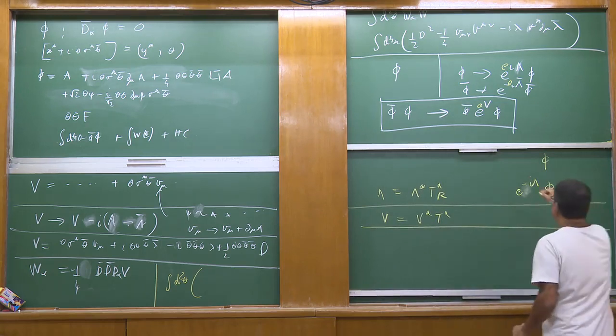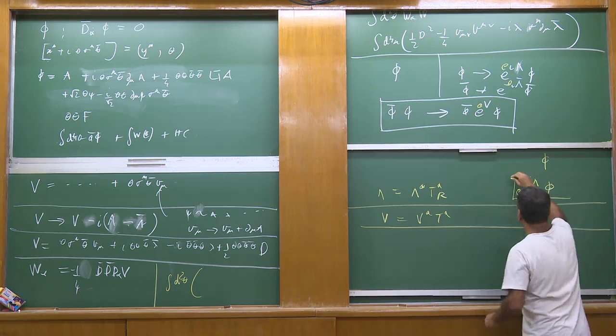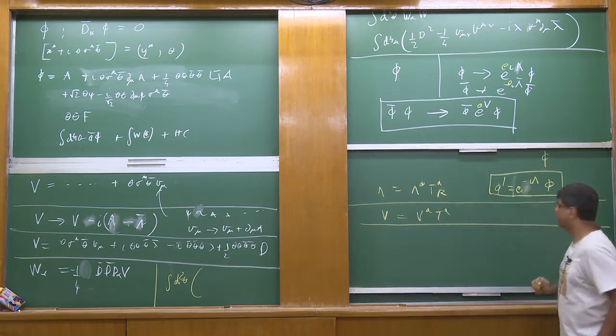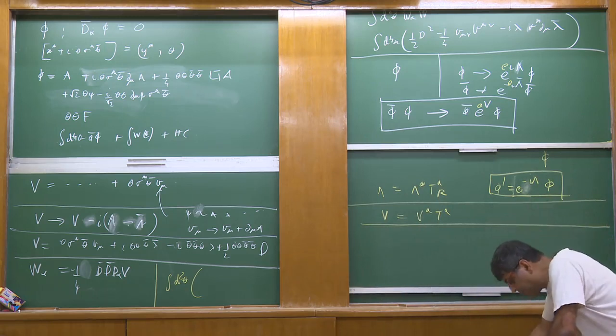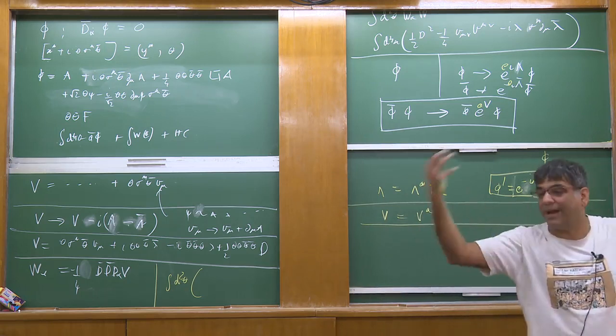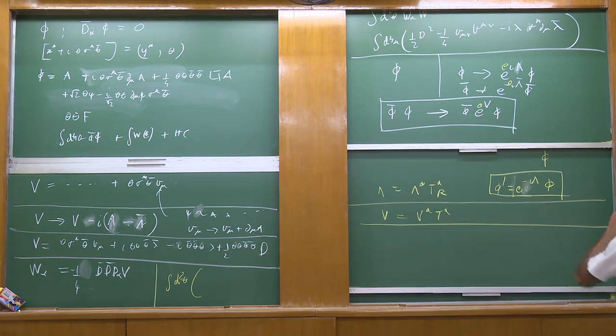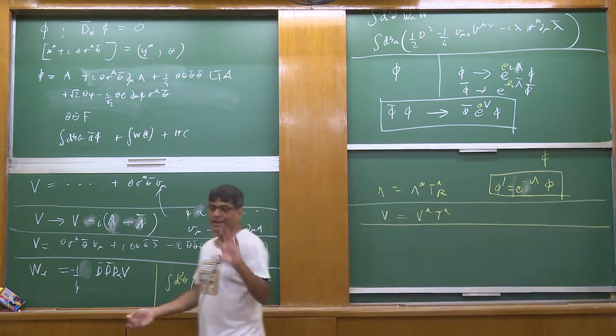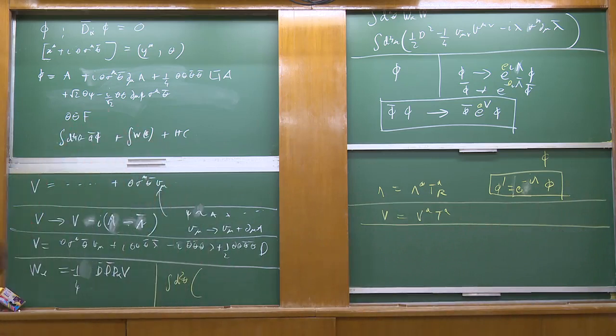So let me write an explicit expression. Phi prime is equal to e to the power minus i lambda times phi. This is how my chiral multiplet is going to transform, where lambda is a chiral superfield that is also a matrix in representation space acting on phi.